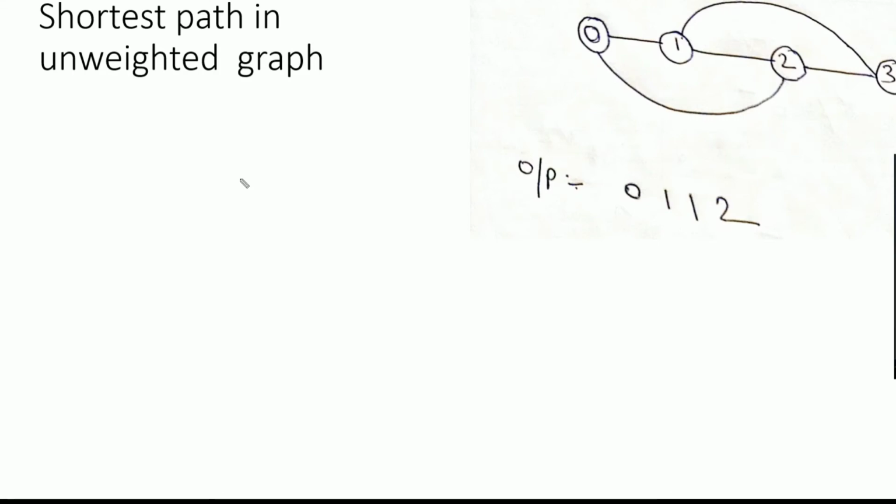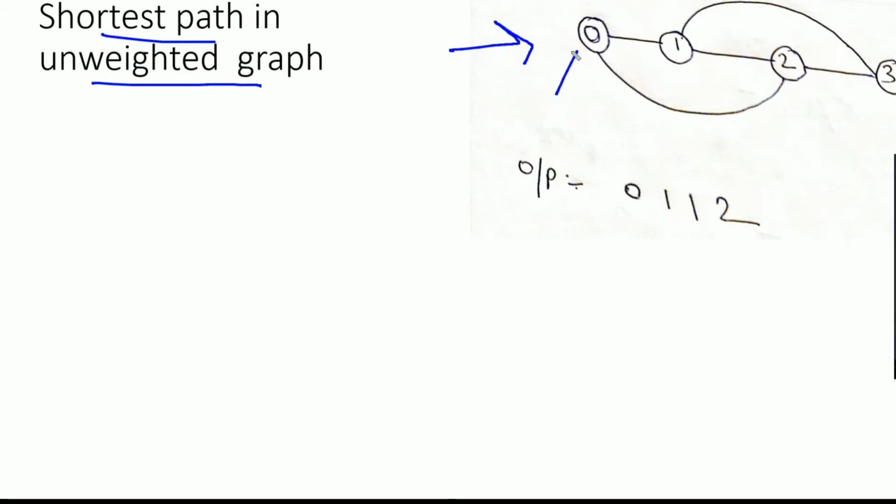Friends, in this video I'll be discussing shortest path in unweighted graph. This is one of the most important applications of the BFS algorithm, that it helps to find the shortest path between vertices. So the input will be an undirected unweighted graph. Unweighted graph means there will be no weights over the edges. And we need to calculate the shortest distance between the source vertex and all other vertices.